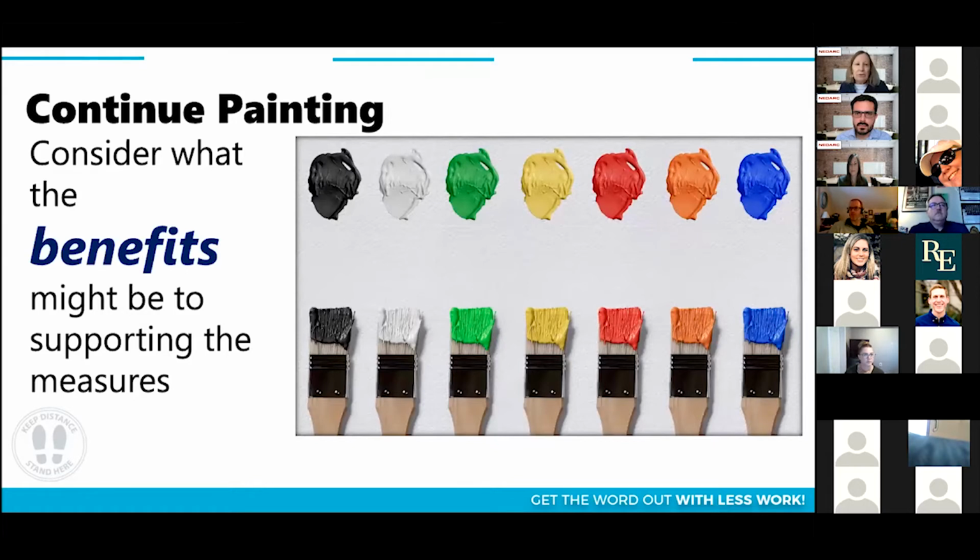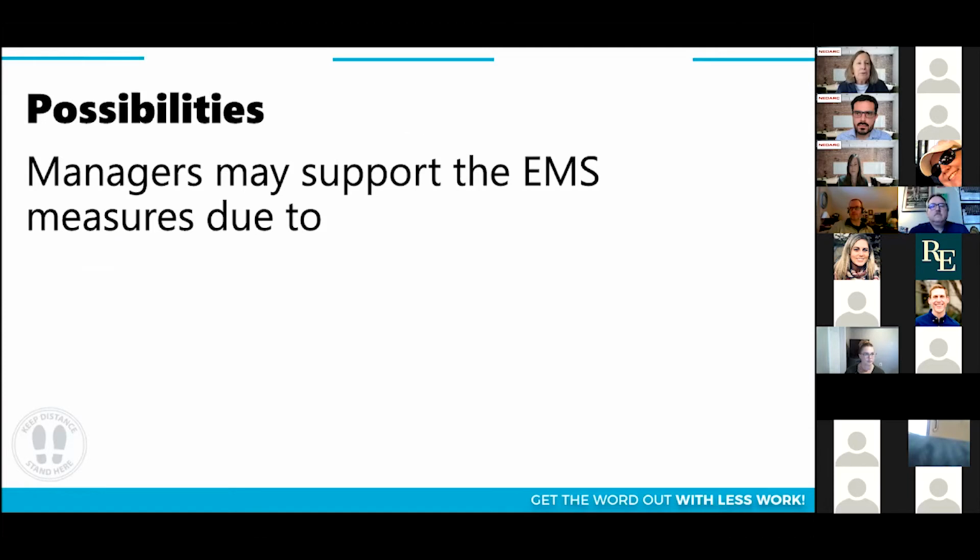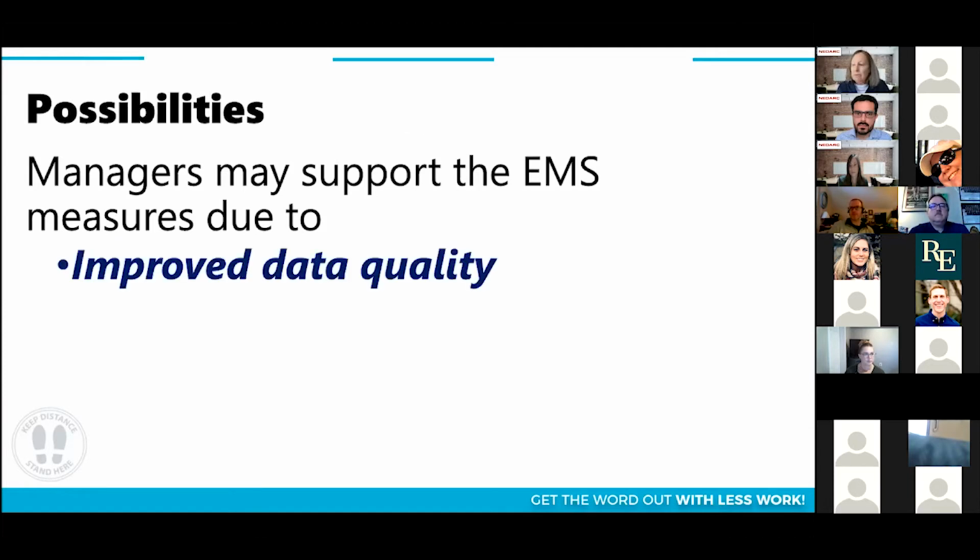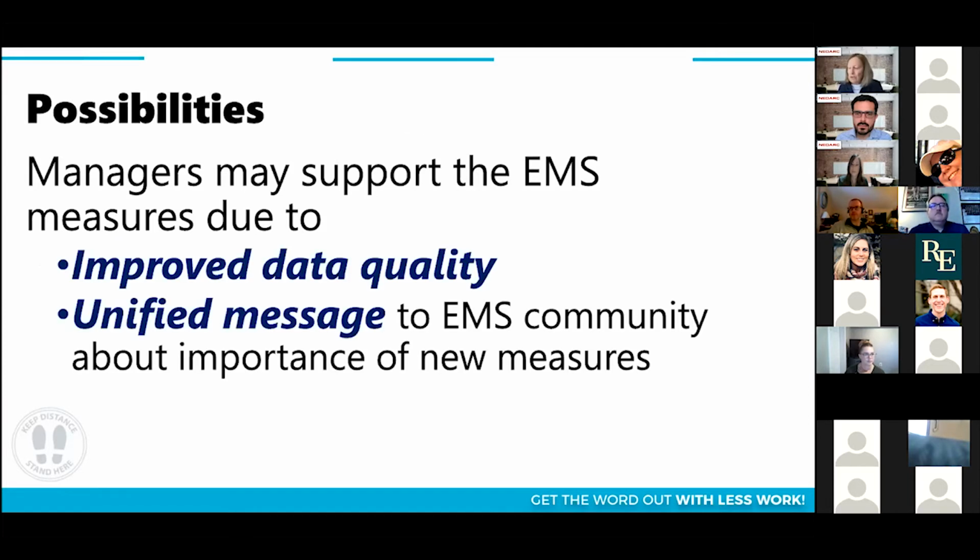And then we continued painting our picture. Barriers are important, but what about benefits? What might help you guys support the measure? Well, again, you might be able to support the measure if there was improved data quality and there was a unified message to the EMSC community about the importance of each measure. So again, this is a little hard. We can't, like I said, fix all of this with the manual, but we wanted some stuff at your fingertips and for you to feel confidence in the measures.